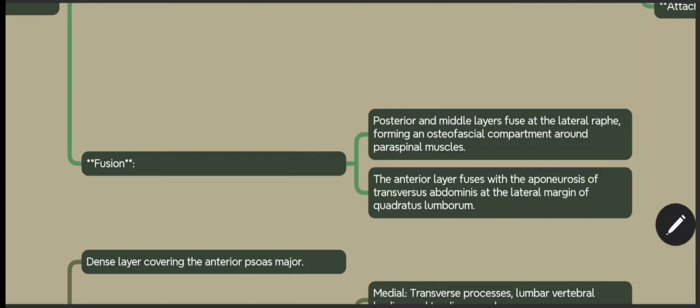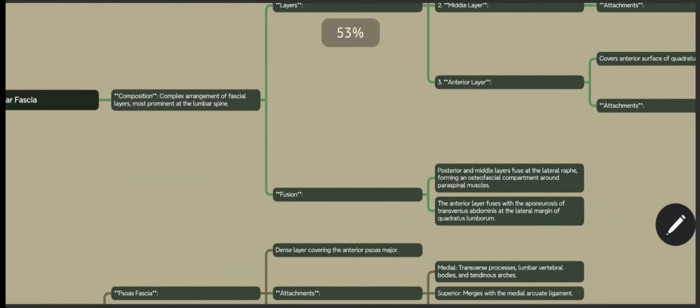To make it clear, the posterior and the middle layers fuse at the lateral raphe. It forms the osteofascial compartment around the paraspinal muscles. The anterior layer fuses with the aponeurosis of the transversus abdominis at the lateral margin of the quadratus lumborum.